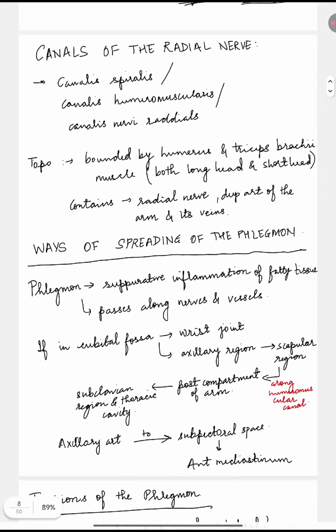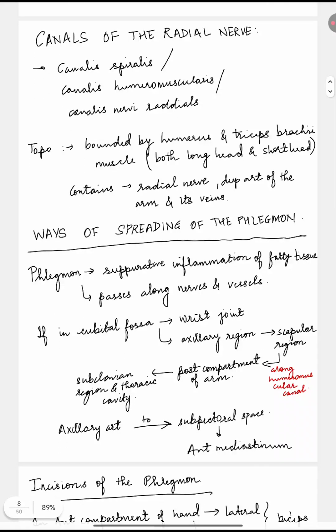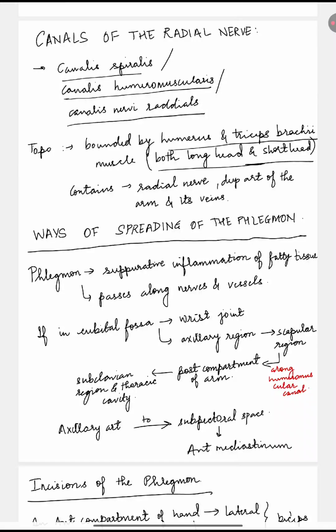Now we move on to the canal of the radial nerve. It is also called spiral canal, canalis spiralis. It is also called humeromuscular canal, canalis humeromuscularis, and canalis nervi radialis. Now, what is its topography? It is bounded by the humerus and the triceps brachii muscle, both the long head and short head. And it contains the radial nerve, deep artery of the arm and its vein.